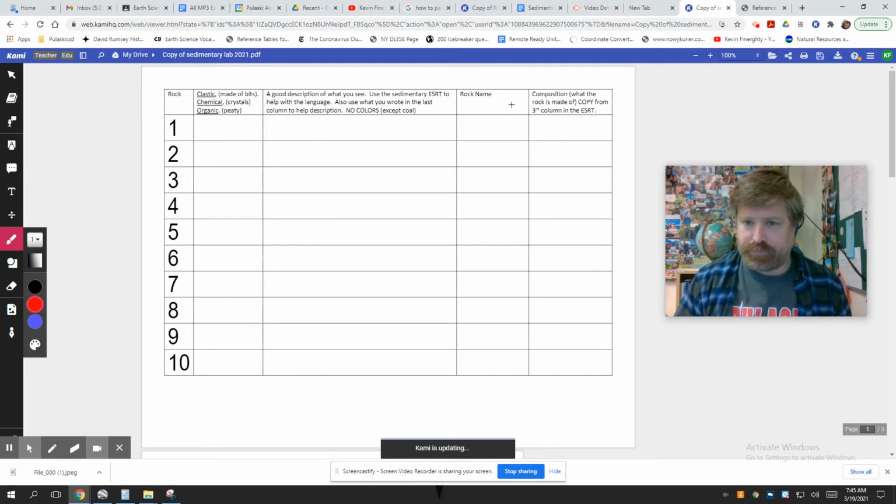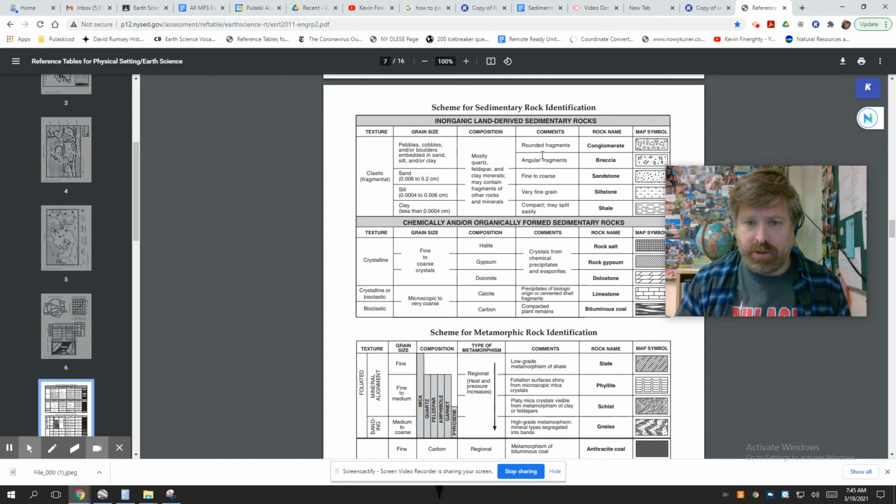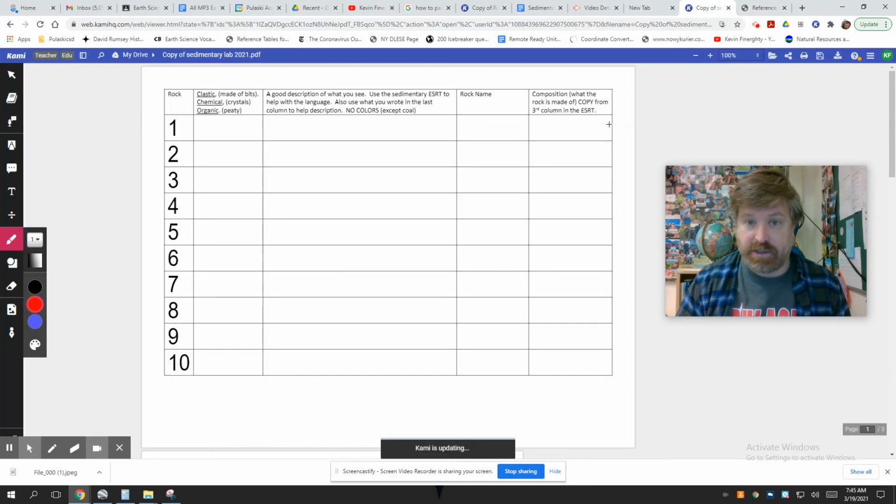Okay. The composition is going to be right out of this column right here. So, yeah, some of them have more words than others. Some of them are short, but you guys can do it. All right. What do you think? Yeah, I think this is pretty doable.